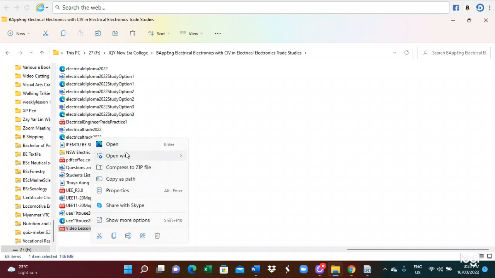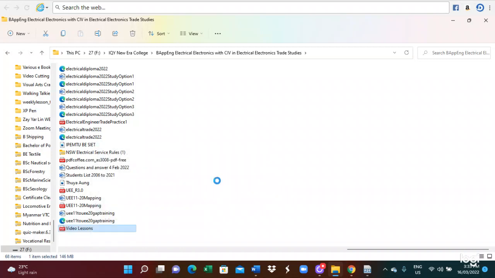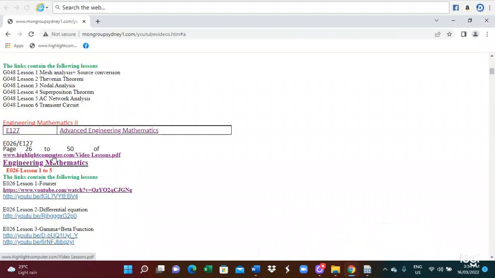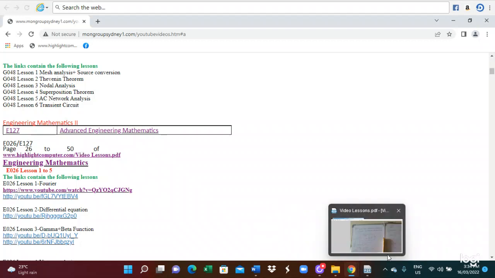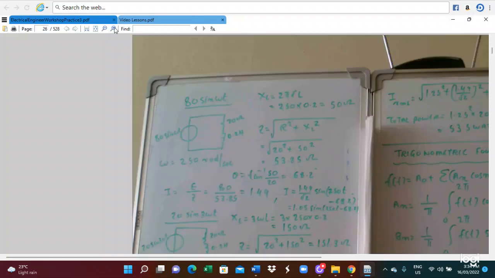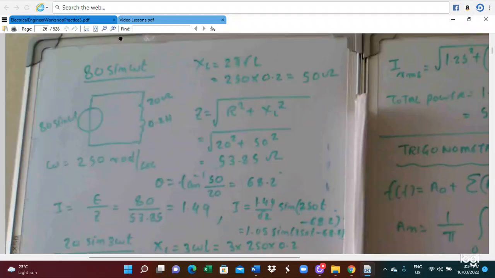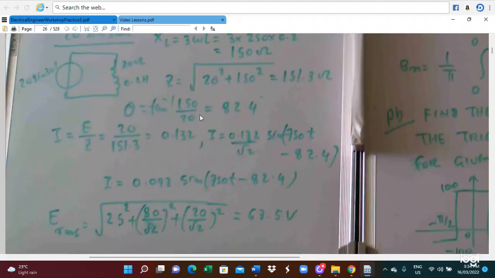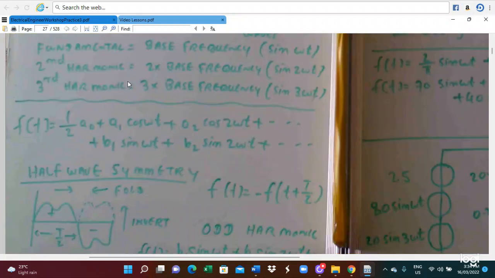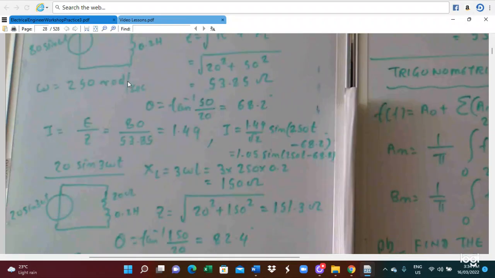So just open. The video lesson you can get from this site, highlightcomputer.com/videolesson.pdf. Here, page 26 to 50, you have to read it. So this is page 26. This is the note, written notes. Based on the written notes, I give you the video lesson. The video lessons are based on those written notes, page 26 to 50.